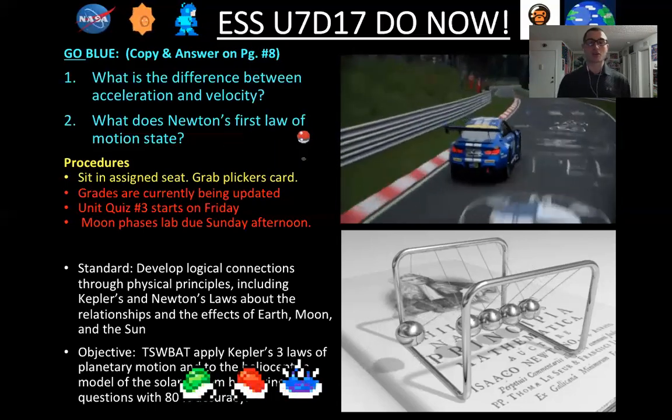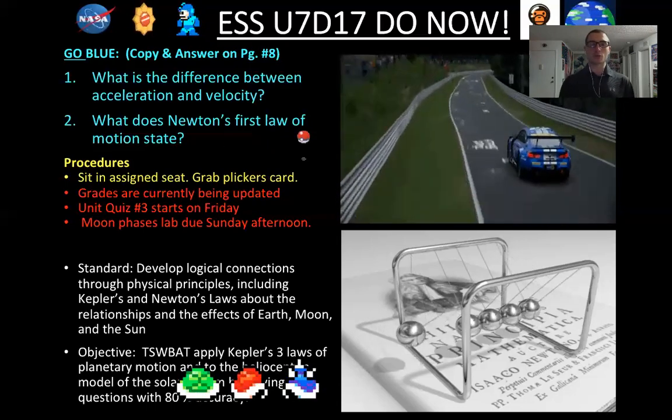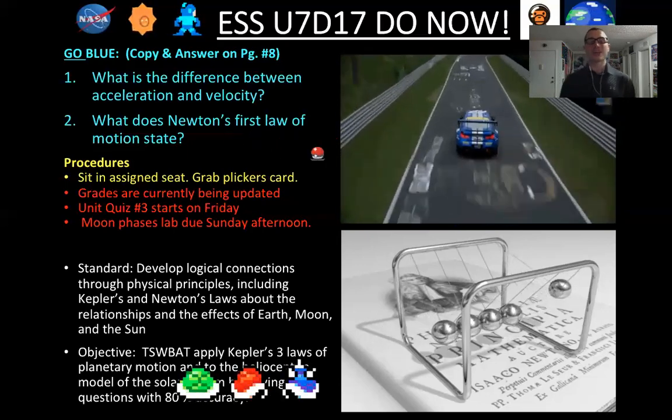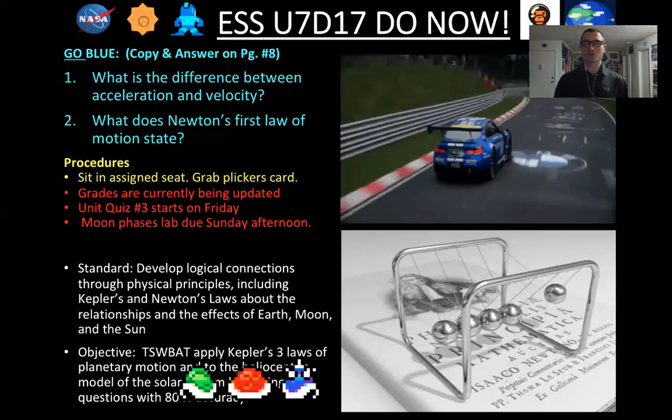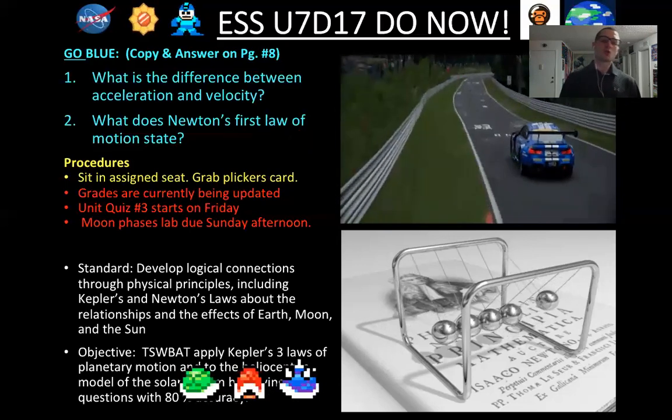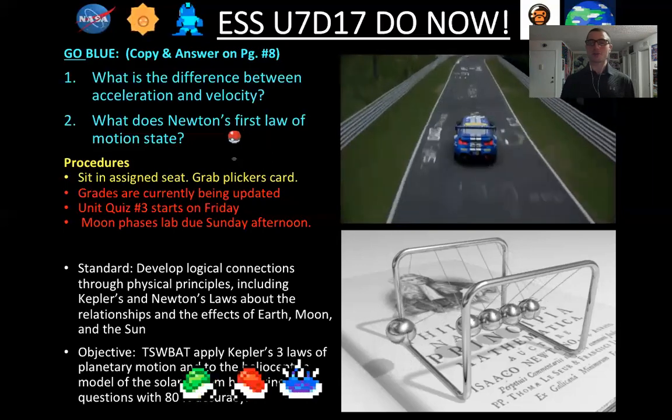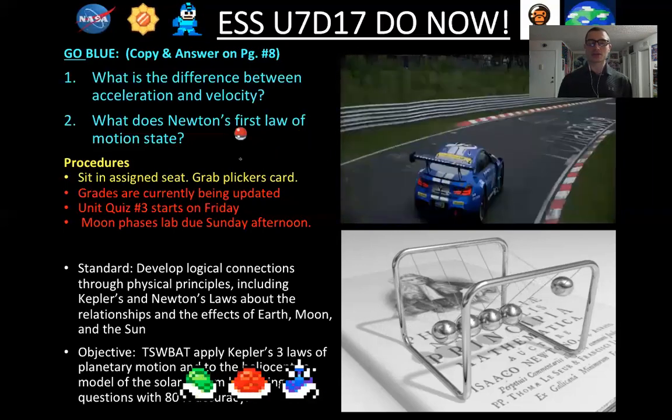So let's go and get started on page 8 now. We're on a new Go Blue page. Number 1, what is the difference between acceleration and velocity? Went over those a little bit yesterday. And then number 2, what does Newton's first law of motion state? Pause. Go ahead, take a moment to think about it.